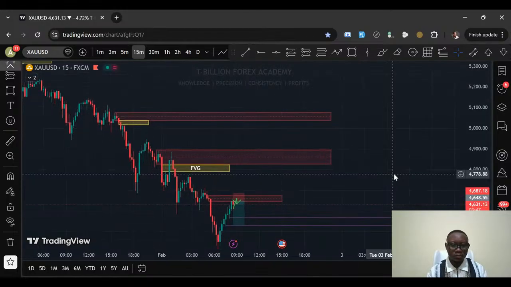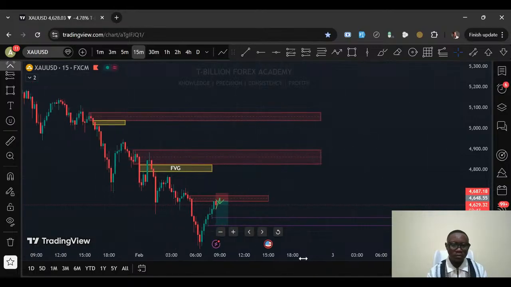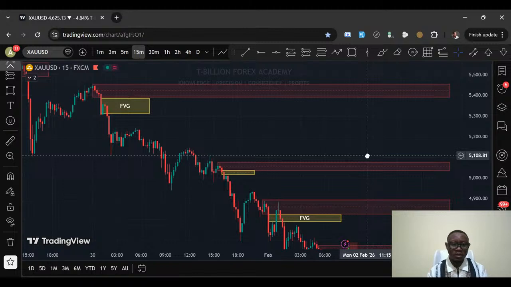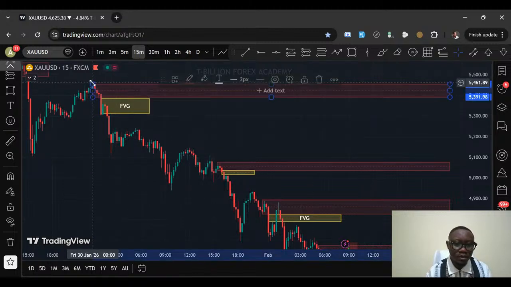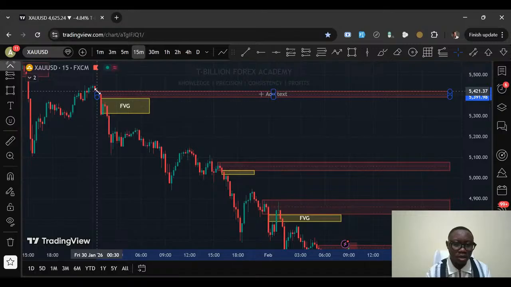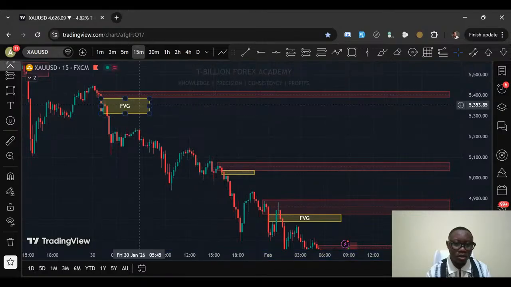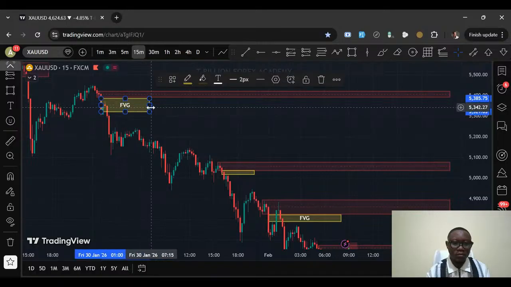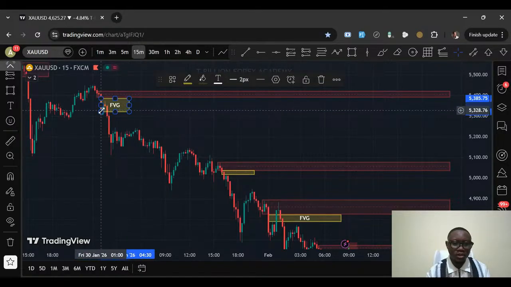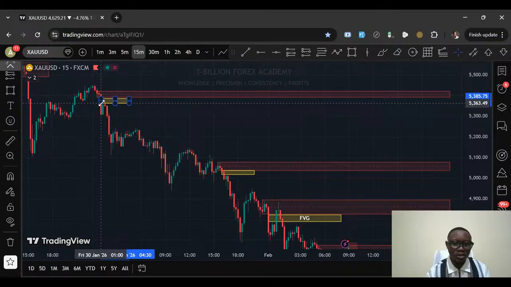All right. So on the 15-minute time frame, we have this as our order block zone, and our FVG is right here. This is our FVG.